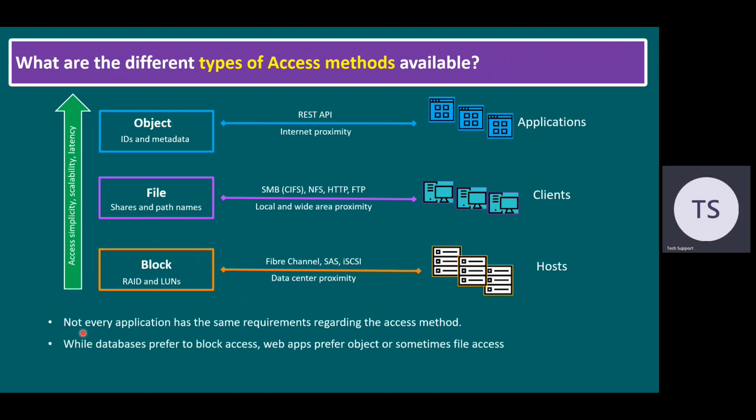Another key point is that not every application has the same requirements regarding the access method. It may vary. A database prefers block access, web applications prefer object, or sometimes it can be file access. Okay, it's always the customer's requirement. Whenever we have a conversation with a customer, we first need to gather the requirements, and once we receive the customer's problem, pain points or requirements, based on those we need to match our solution to meet the customer's needs.